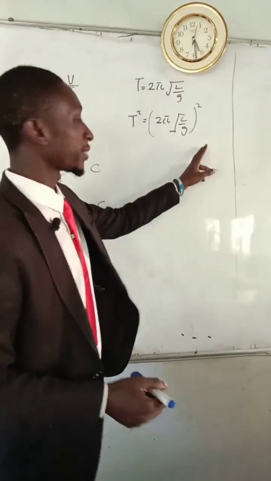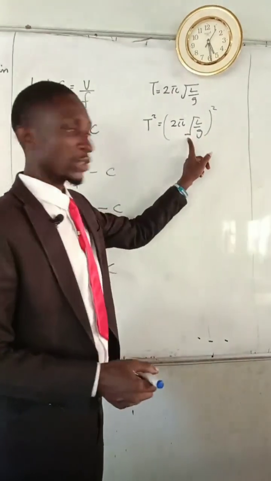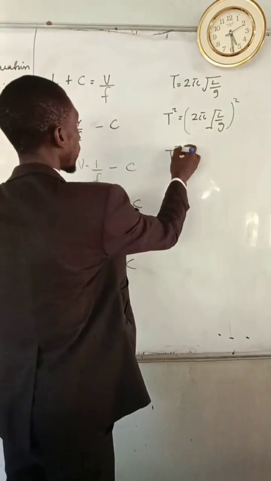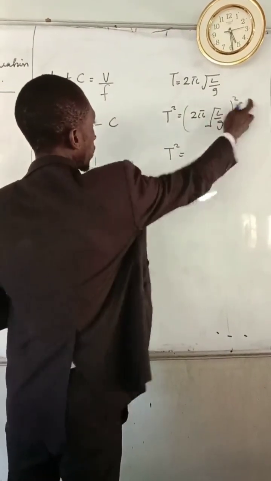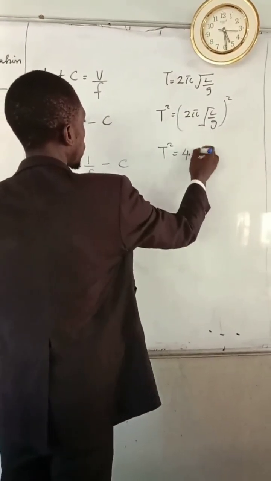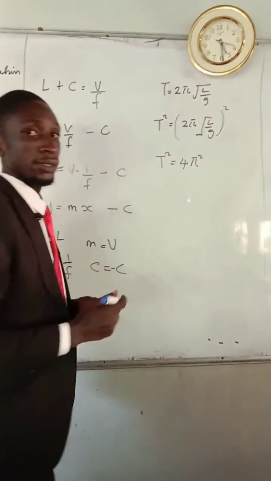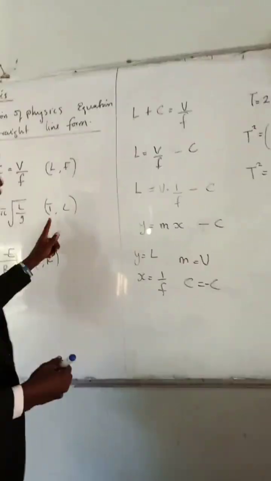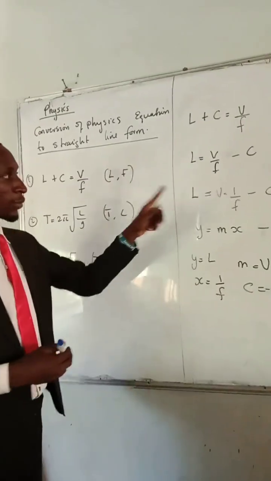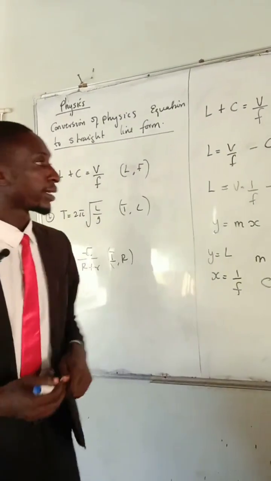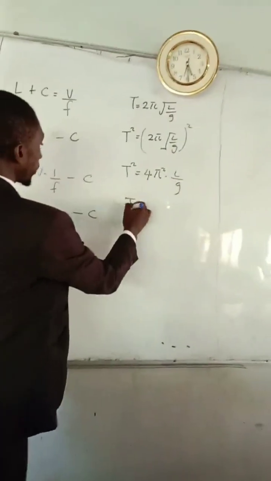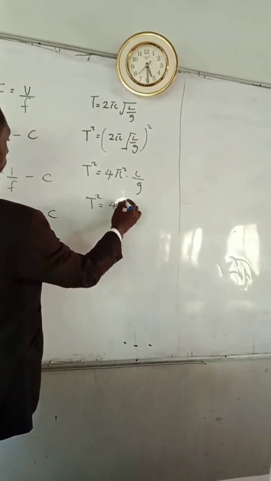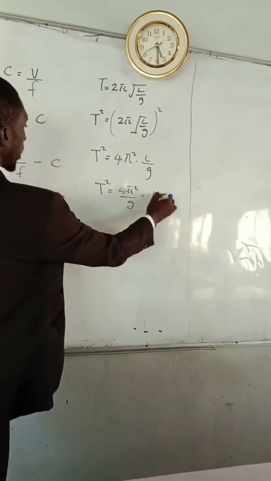Having taken the square of both sides, what we want to do is cancel this square root. But because this square encompasses everything here, we are not going to have T squared equal to the square root of 2. The square of 2 rather is 4 pi squared. So this square will take away this square root. We have L over G. Remember our variables say we are plotting T against L. We can't have T against L, but T squared against L. So we have T squared is equal to 4 pi squared over G dot L.